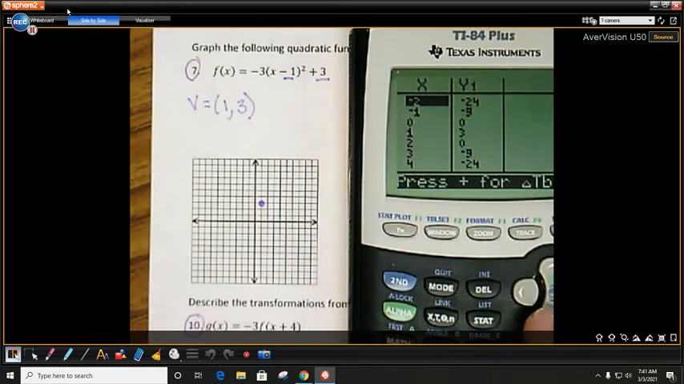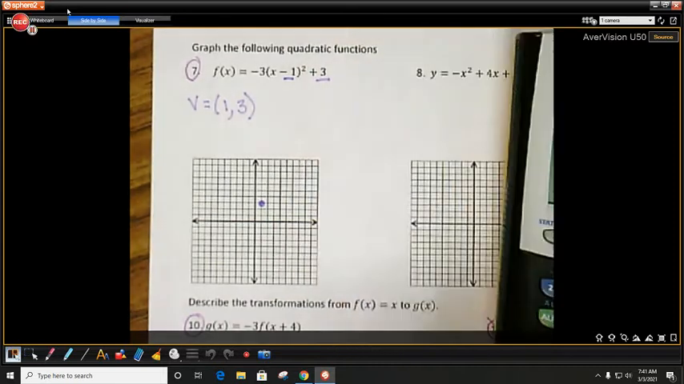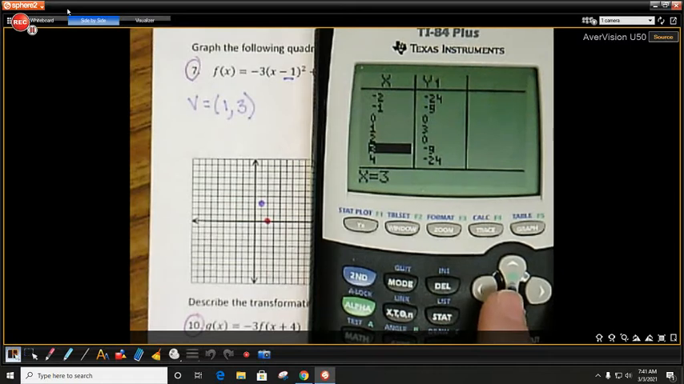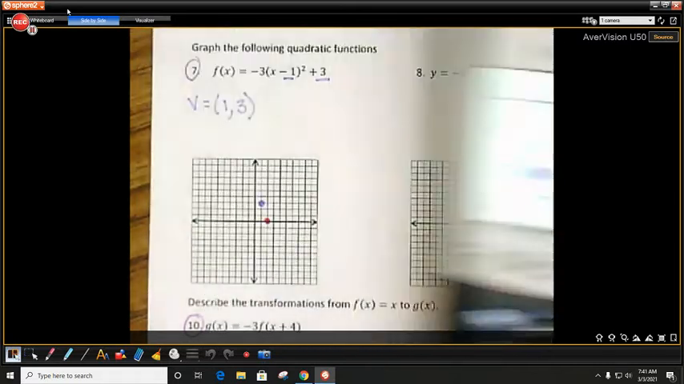I know my vertex is at 1, 3. So I want to plot a point right next to that. So I'm going to plot the point 2, 0. And then another point right next to that would be 3, -9.